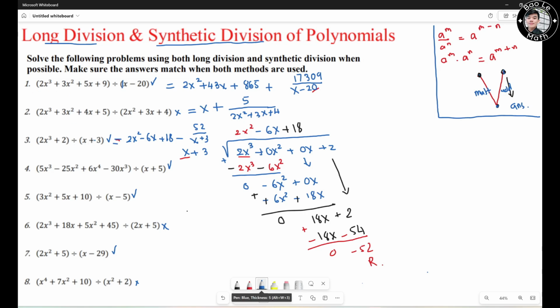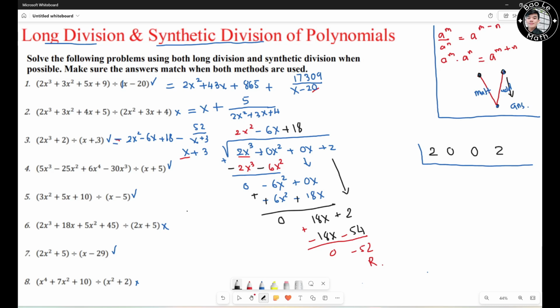Alright, so since this leading factor with coefficient is 1, we can use the synthetic division method to do this one. Alright, so we need to rearrange the coefficient. You have no coefficient in front of x squared, so you put 0. No coefficient in front of x, so you put 0. And then the last one should be 2.